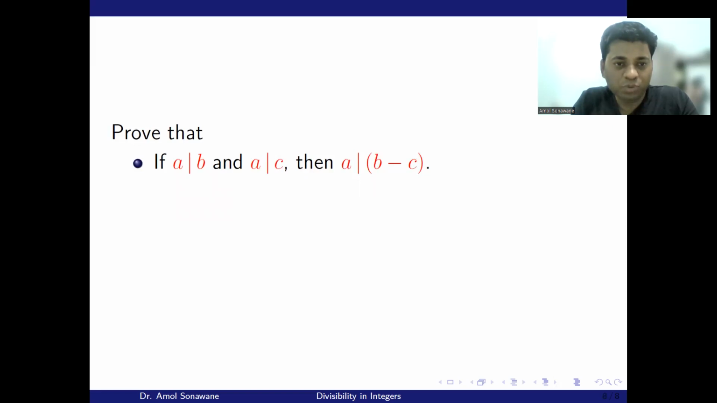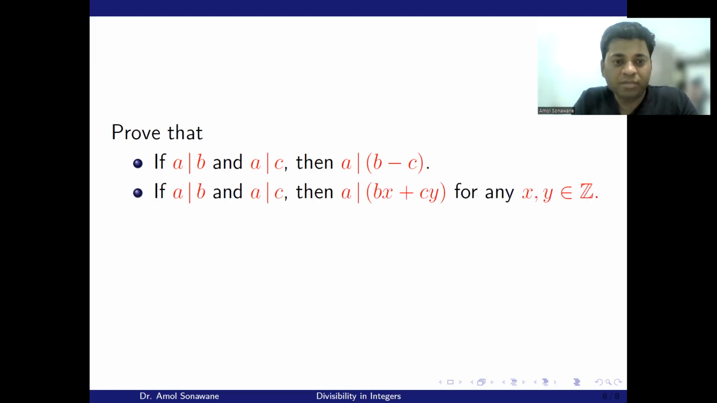Similarly, one can prove that if a divides b and a divides c, then a divides b minus c. In general, if a divides b and a divides c, then a divides bx plus cy for any integers x and y. And if a divides b and c divides d, then the product of a and c, ac, divides the product of b and d, bd.